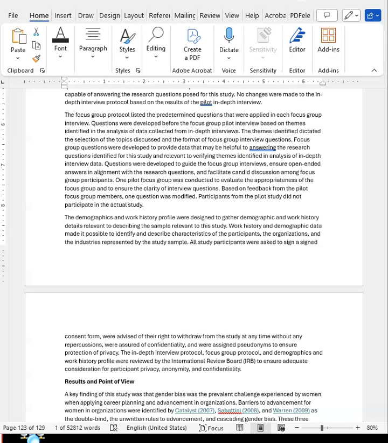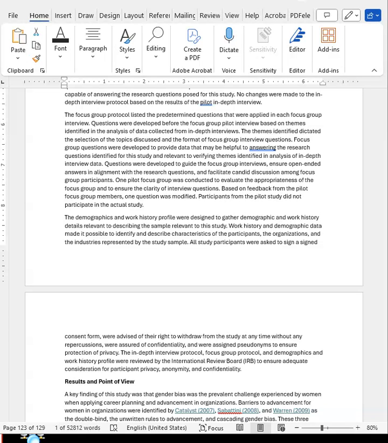All study participants were asked to sign a consent form, were advised of their right to withdraw from the study at any time without any repercussions, were assured of confidentiality, and were assigned pseudonyms to ensure protection of privacy. The in-depth interview protocol, focus group protocol, and demographics and work history profile were reviewed by the Institutional Review Board, IRB, to ensure adequate consideration for participant privacy, anonymity, and confidentiality.